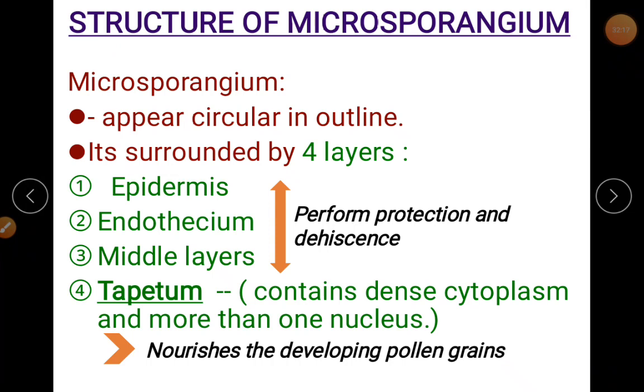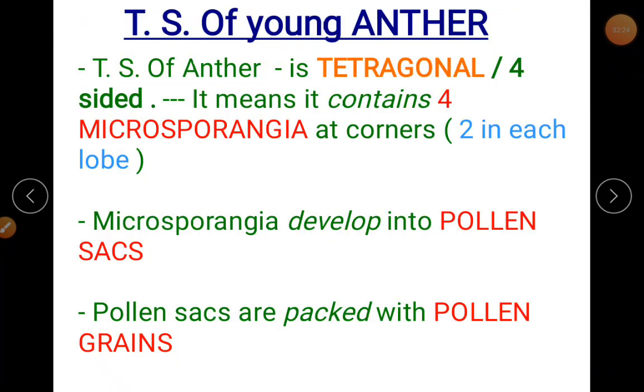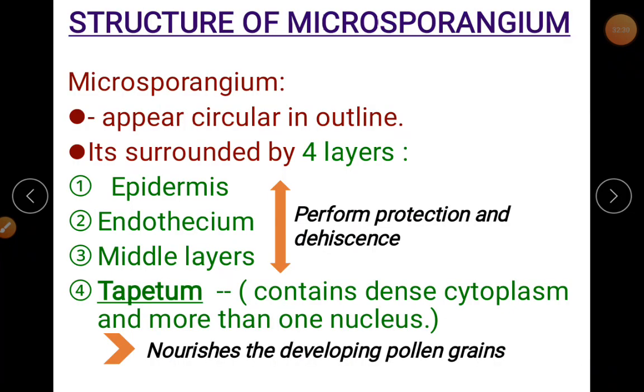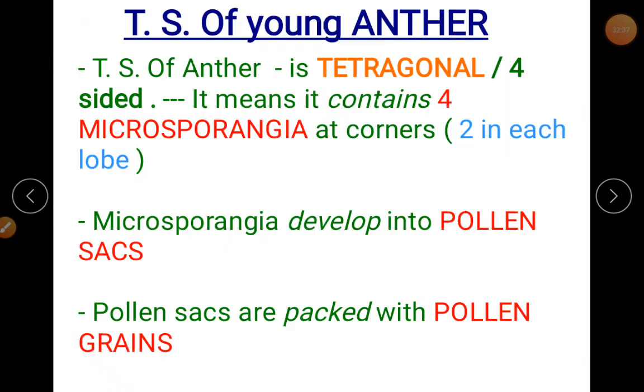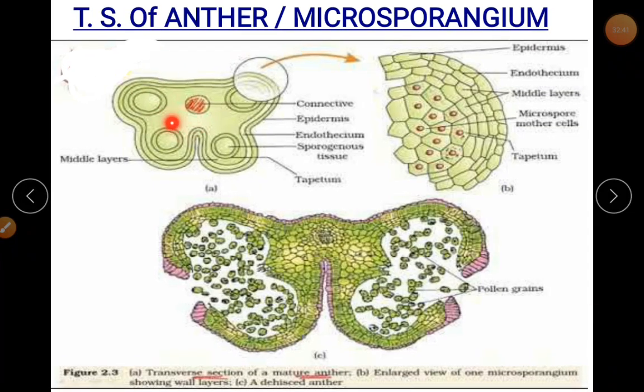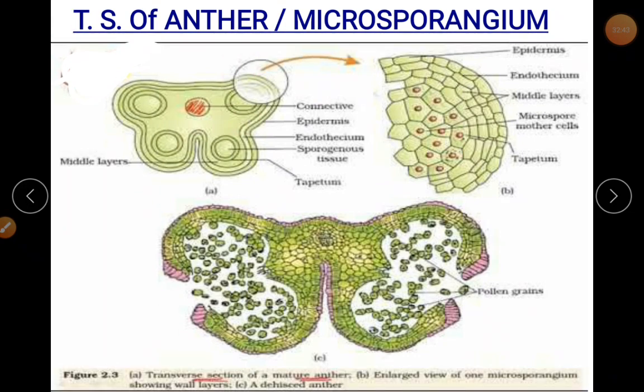Coming in detail about the microsporangium structure now. Remember, this is the TS of young anther. We are now going in detail with microsporangium. Now the question comes, where is microsporangium? Again recall, whatever circles you can find here, those are your microsporangium.